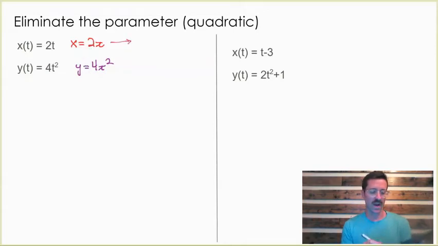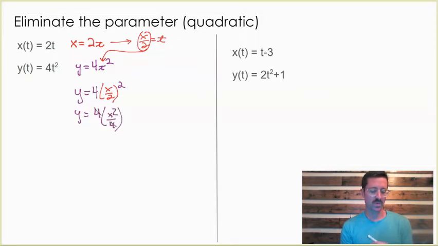So if I bounce over here to the right and I divide by 2 on both sides, we get that t equals x over 2. So if I take that x over 2 and substitute in from my other equation, we'd have this. Y equals 4 times x over 2 squared. And now let's just do some simplification.